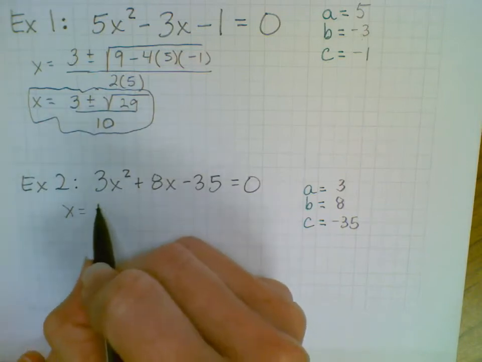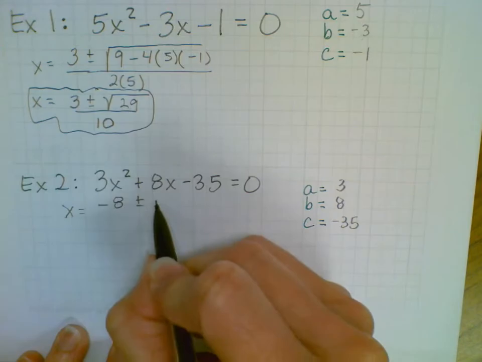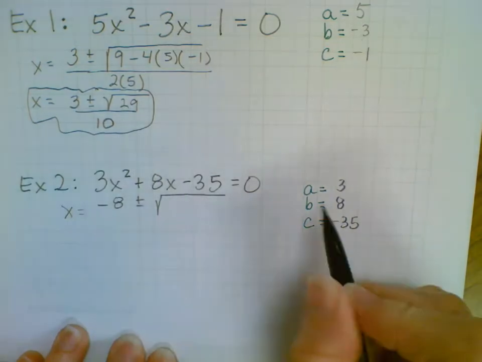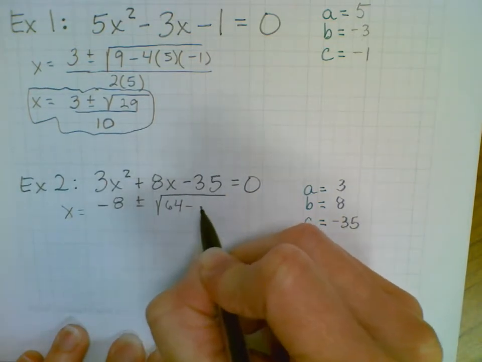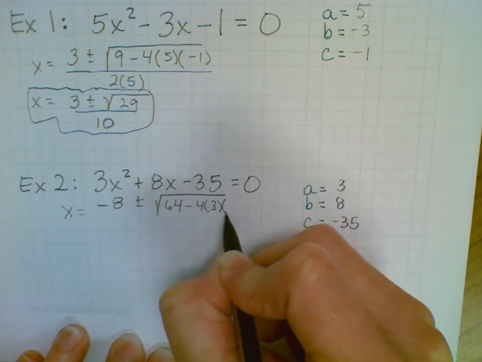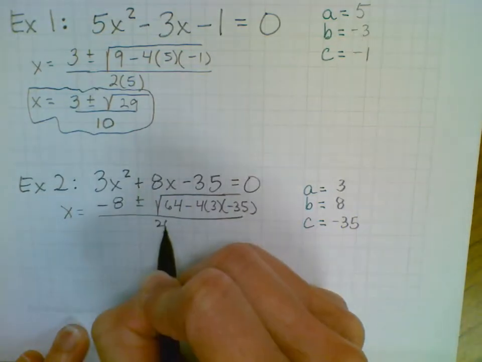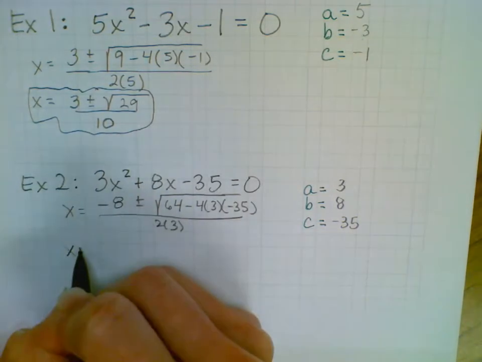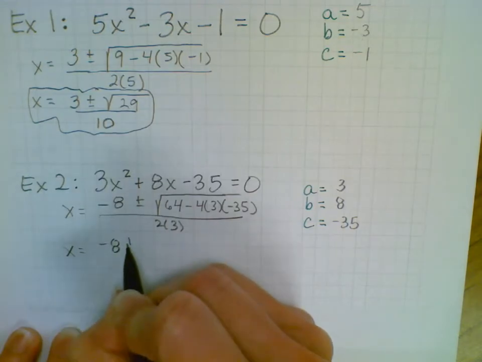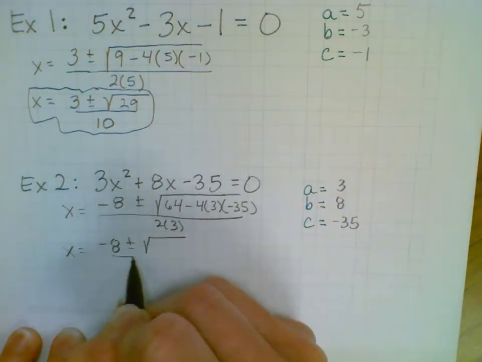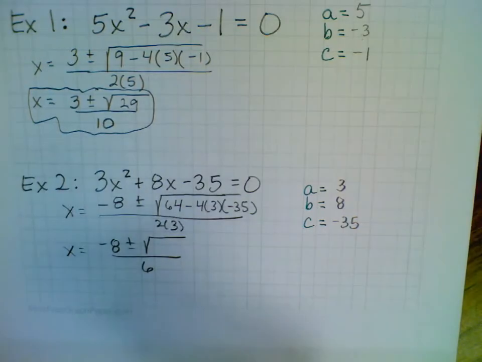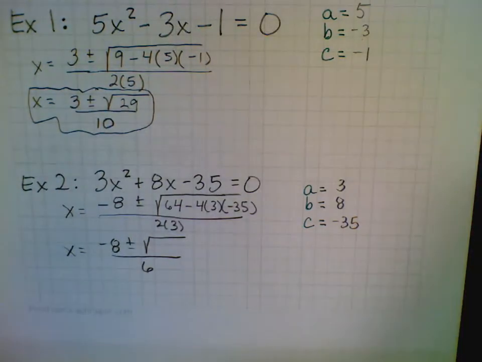So opposite of B, plus or minus. So b squared is 8 squared, so that's 64 minus 4ac all over 2 times a. So like I said, the radical is going to be your trickiest part. So let's get that number. 64 minus 4 times 3 times -35. And I get a 4.